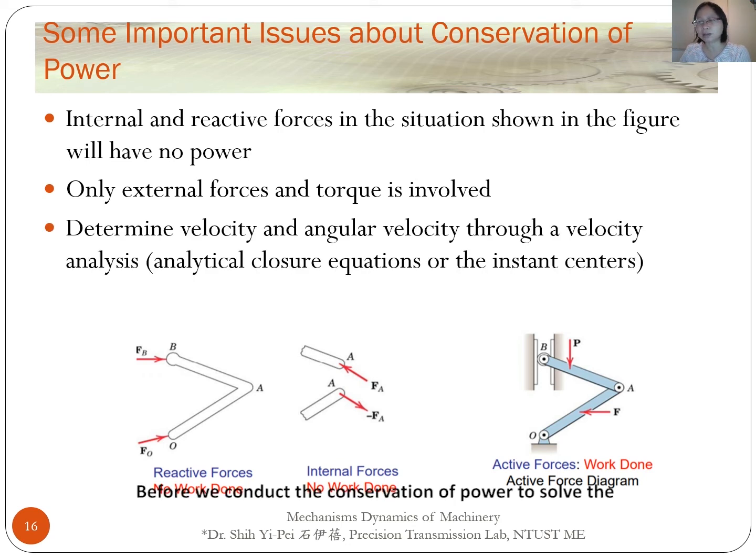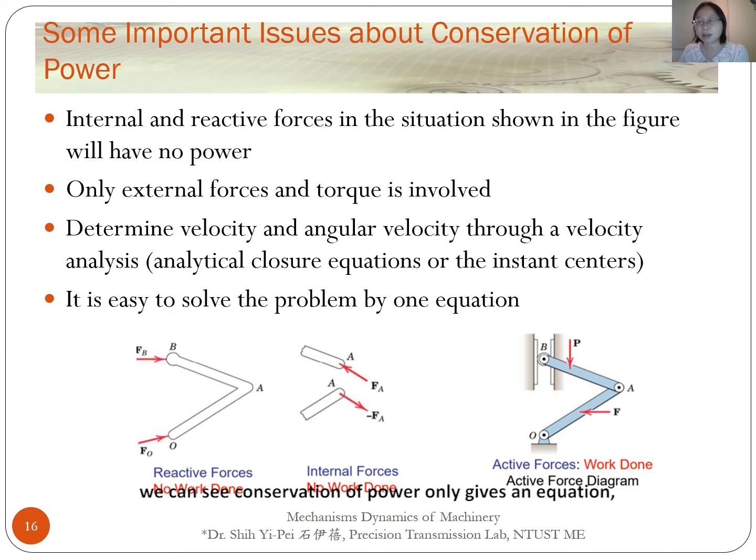Before we apply the conservation of power to solve for the unknown external force or torque, we need to do a velocity analysis. For example, we use analytical closure equations or the instant centers of velocity to compute the velocity of the points on which external forces act, and the angular velocity of the links on which external moments act. We can see conservation of power gives only one equation, so it is easy to solve the problem.